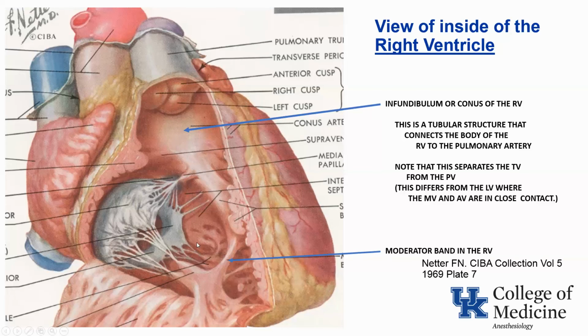This open view of the right ventricle shows the tricuspid valve, the moderator band, but most importantly the infundibulum or the conus of the right ventricle. This is unique to the right ventricle, and as you can see, is a tube that joins the body of the ventricle to the pulmonary artery, and thus the pulmonary valve and the tricuspid valve are separated from one another, in distinction to the left ventricle.